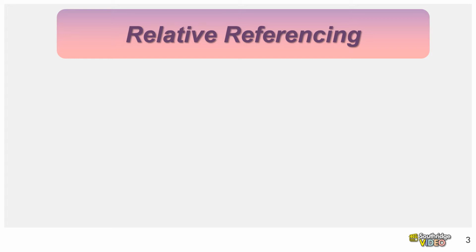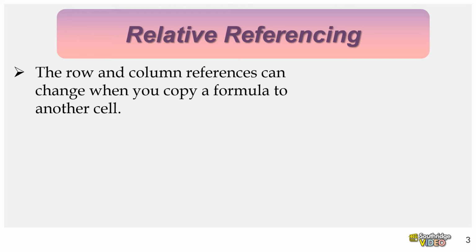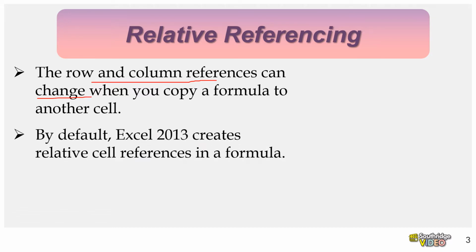So in the previous class I have given the introduction, right? So in relative referencing what happens is, the row and column reference will change, right? So when you copy the formula from one cell to another cell, the row and column reference will change. So here we'll see with an example, then you will understand it better. See, by default Excel creates relative cell reference. So the default referencing used in Excel is relative referencing.